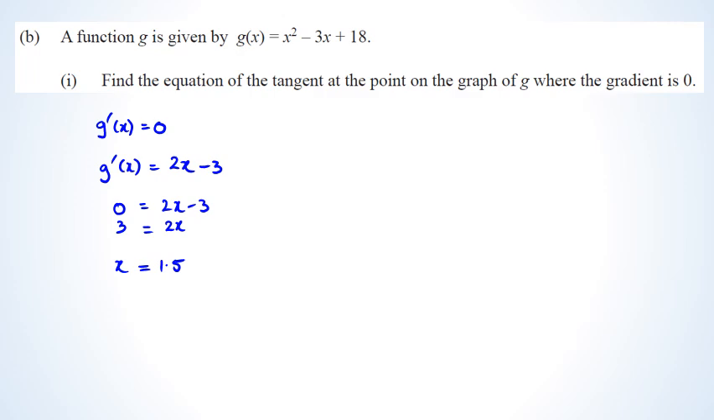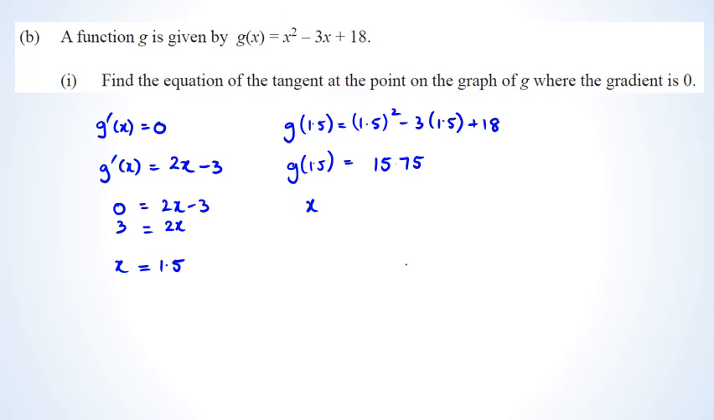So when x equals 1.5, that's when the gradient is equal to 0. I need the y value as well, so I'm going to put it back in g of x. g of 1.5 equals 1.5 squared minus 3 times 1.5 plus 18. Because when I put this x value back into this equation, it gives me the y value. So g of 1.5 comes down to 15.75. So that's what the y value is.